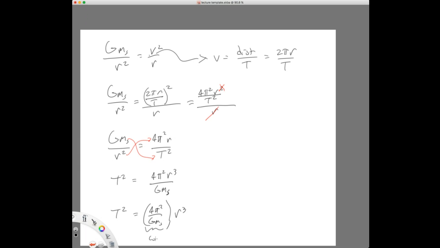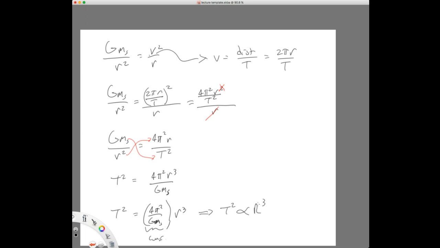Now this number is a constant for everything in orbit around the Sun. That is, if we look at something in orbit around the Earth, like our moon or a satellite in orbit, then we would be putting the mass of the Earth in here instead of the mass of the Sun. So this is equivalent to saying that the period squared is proportional to the radius cubed. Saying one thing is proportional to another thing is equivalent to saying it's equal to a constant times that other thing.